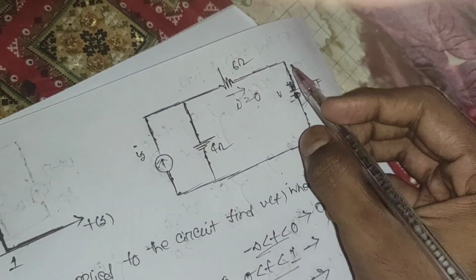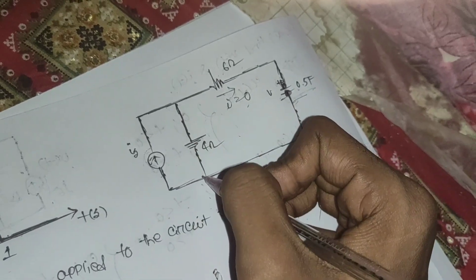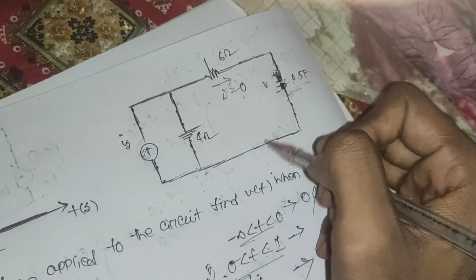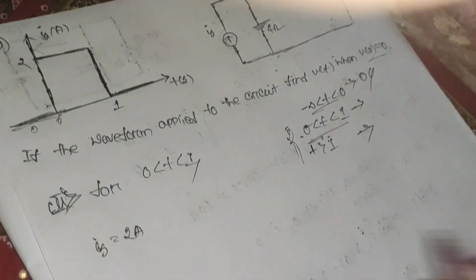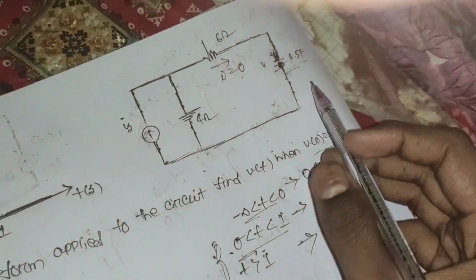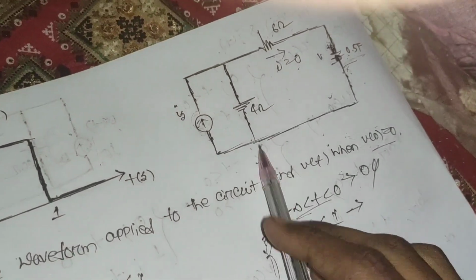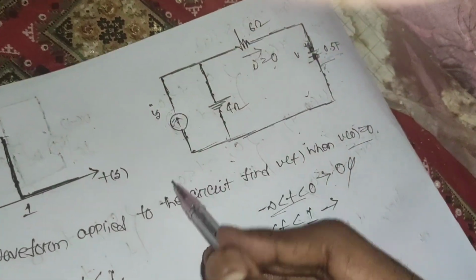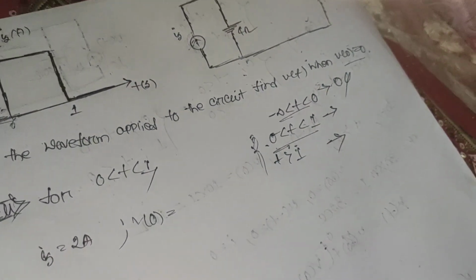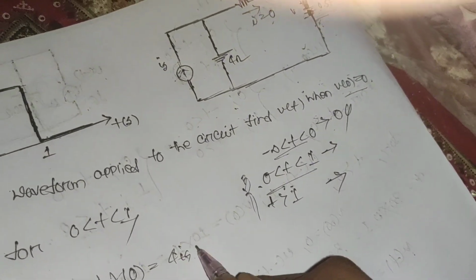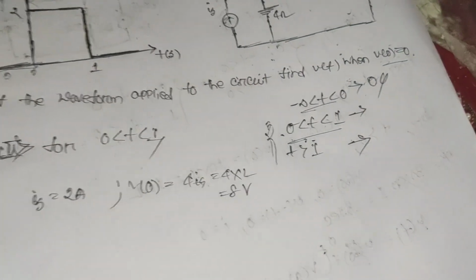So the voltage across the capacitor will be equal to the voltage across the 4 ohm resistance. So V0 equals what? V0 equals Is, the whole current will pass through this 4 ohm resistance. So V0 equals 4 Is equals 4 into 2 equals 8 volt. The V0 equals 8 volt.